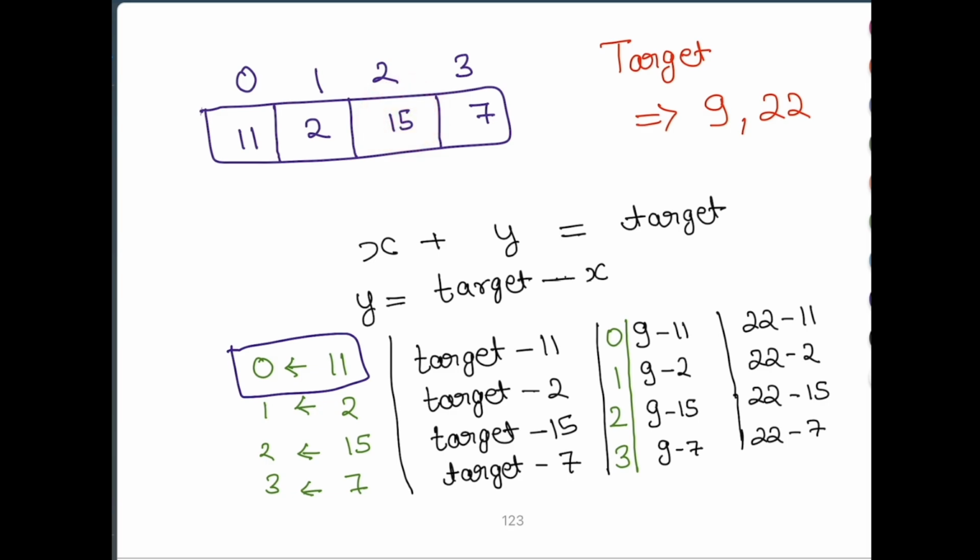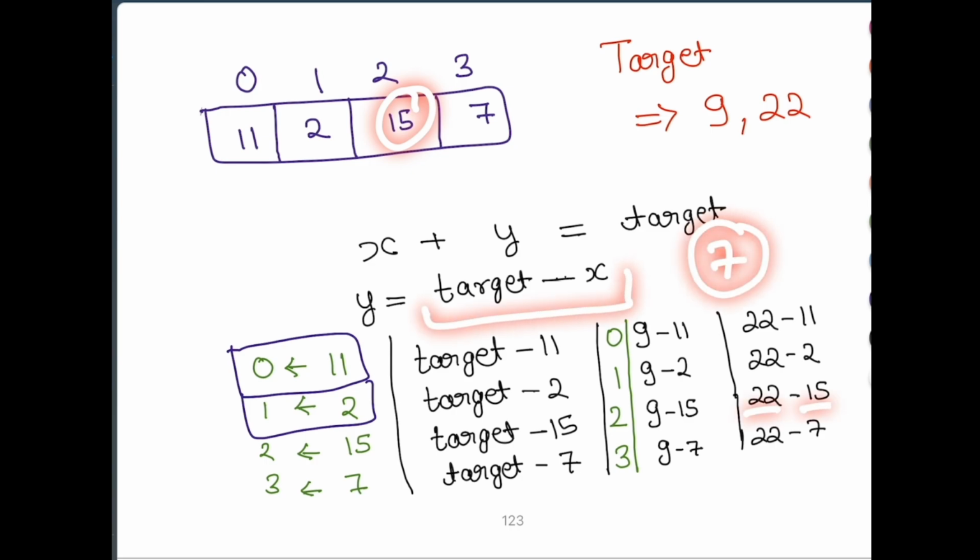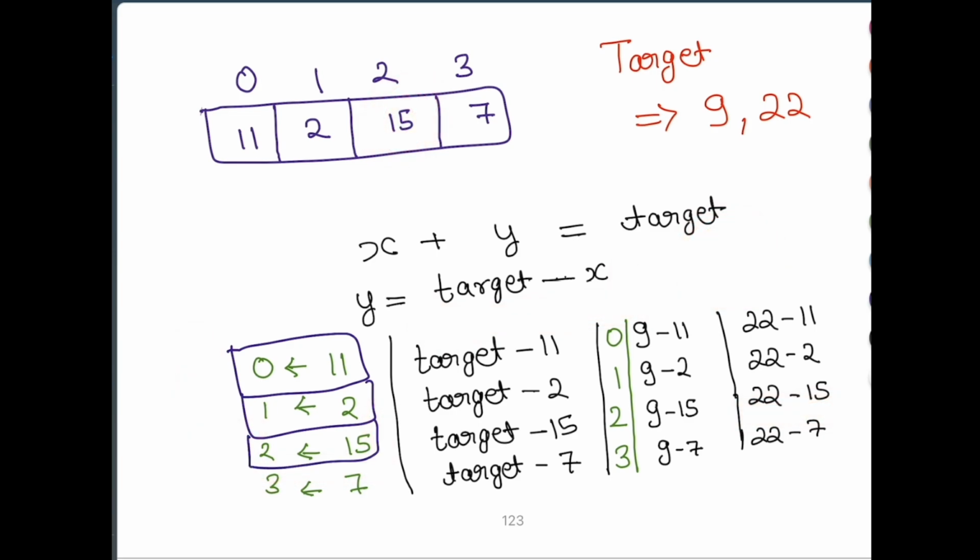But what I will do is I will say, this is my data now. I have 2 elements in my dictionary data. What is the third element? The third element is 15. So 22 minus 15, the same formula, target minus x. This will be 7. I need a 7. I don't have a 7 as of now in my data, but I will store this 15. So now my data has 3 different keys, 11, 2 and 15. The values are 0, 1 and 2.